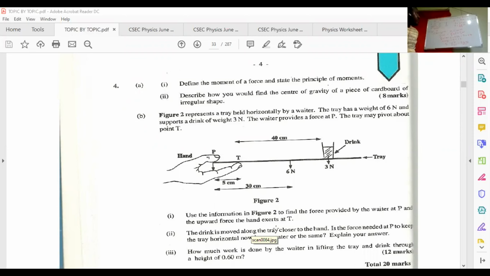Right? So we have our 3 downward forces, and that will be equal to your only upward force, which is at point T.